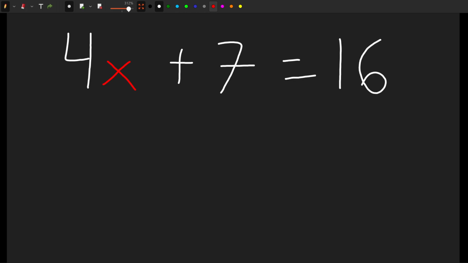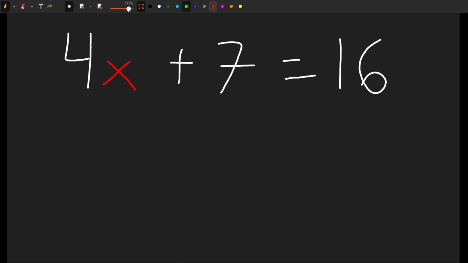And so the next question we have is 4x plus 7 is equal to 16. And so in this equation, we only have one x term. It's of a single power. And so in this case, it is linear, which means we can solve for this.